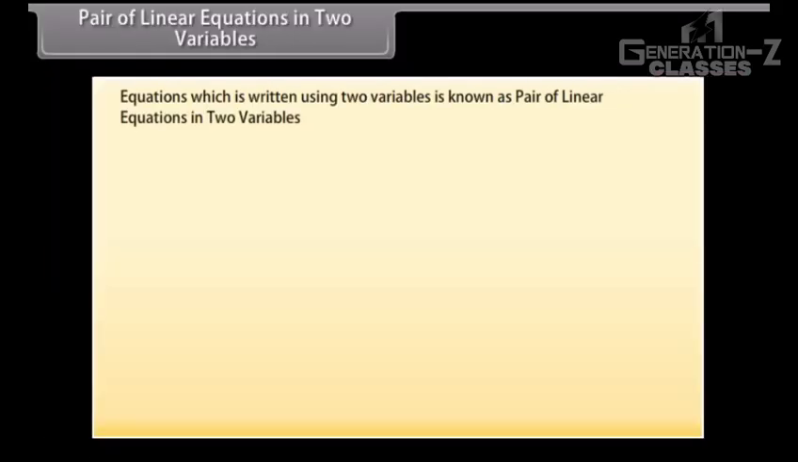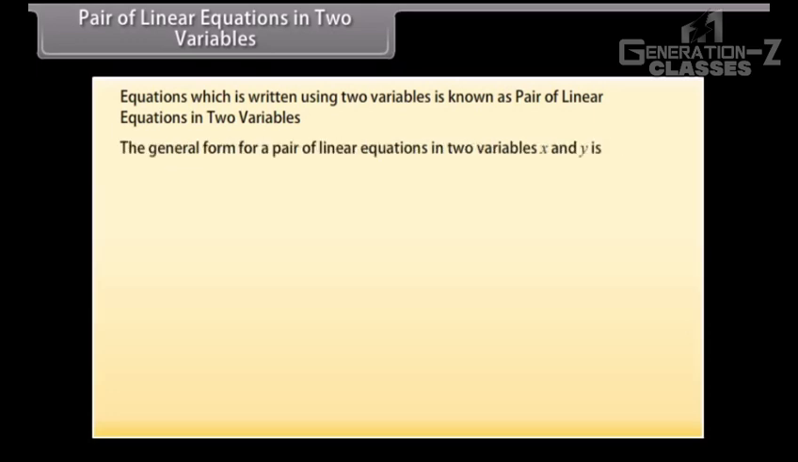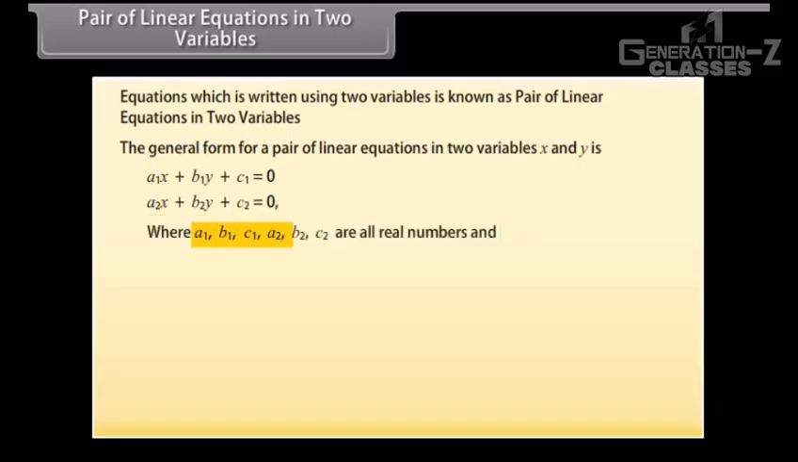Pair of linear equations in two variables. Equations written using two variables are known as a pair of linear equations in two variables. The general form of a pair of linear equations in two variables x and y is a1x + b1y + c1 = 0, a2x + b2y + c2 = 0, where a1, b1, c1, a2, b2, c2 are all real numbers and a1² + b1² ≠ 0, a2² + b2² ≠ 0.